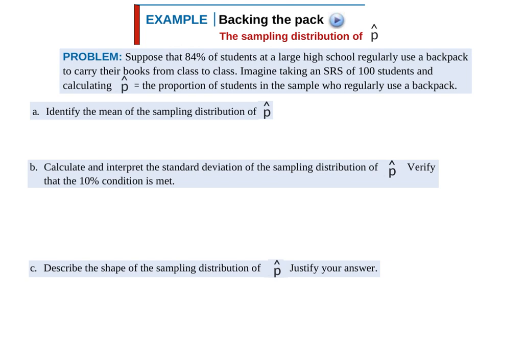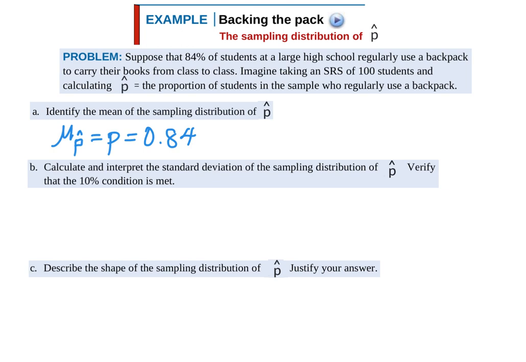So first up, let's identify the mean of the sampling distribution of p hat. As we know, the mean of our sampling distribution of p hat is the same as our population proportion, and that is 84%, or 0.84. Like I said, easy peasy.